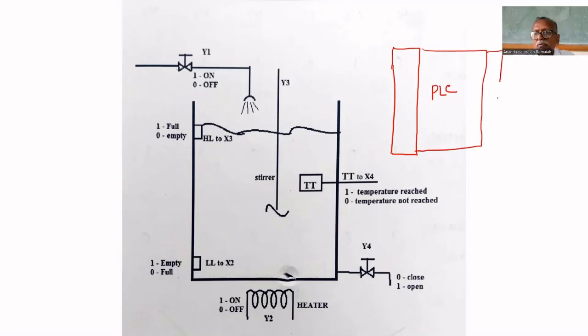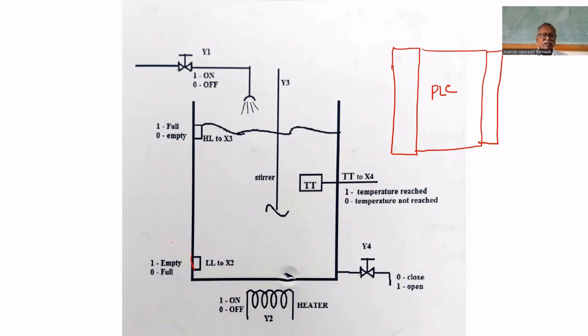This is the output module. What are all the inputs? The tank must be empty first, then only you can fill. If it is already filled, why would you open the inlet valve?